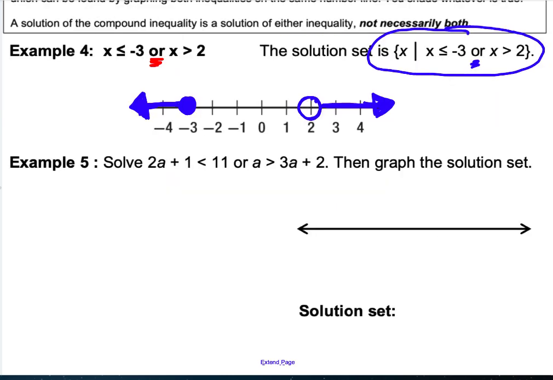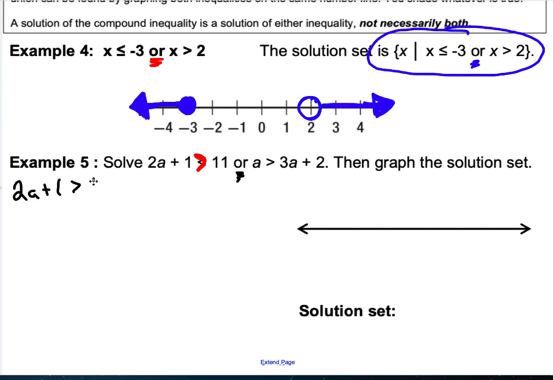All right, for our next one, we need to make a small little correction. I had a typo in there and I didn't catch it. So we should have 2a plus 1 is greater than 11, and then a is greater than 3a plus 2. So go ahead and make that change. Now we're going to simply solve these two inequalities. Since it's an or, we kind of solve them separately.